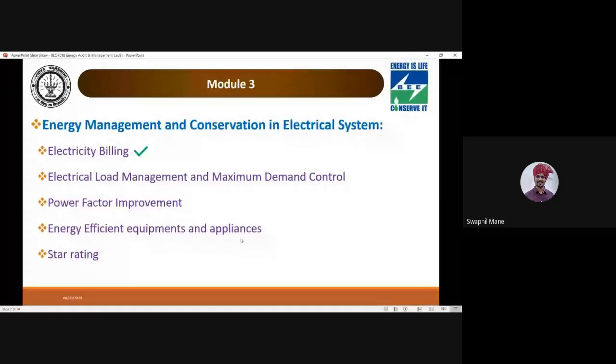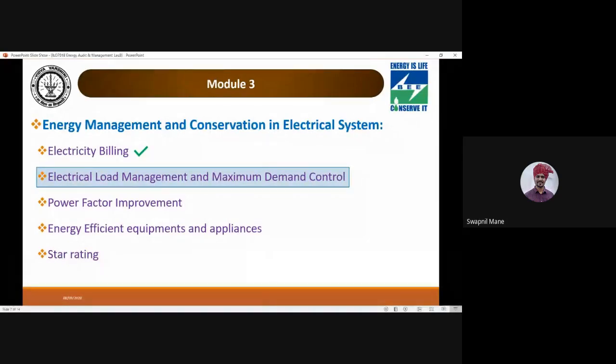Then electrical load management and maximum demand control is what we will be talking about today. Then in the next lecture we will talk about power factor improvement, energy efficient equipments and appliances, and star rating. So today the entire lecture will be about electrical load management and maximum demand control.